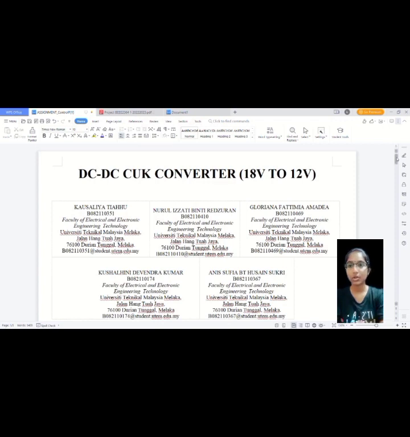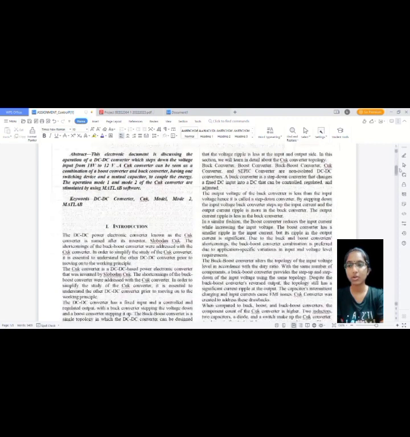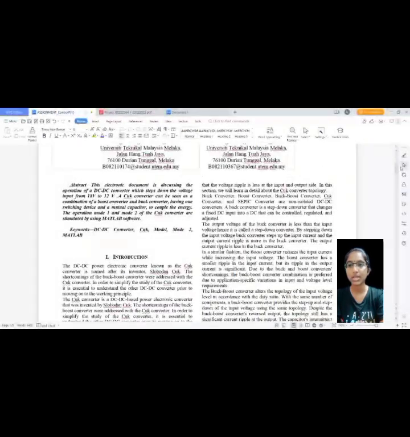This electronic document discusses the operation of a DC to DC converter which steps down the voltage input from 18 volt to 12 volt. A Cuk converter can be seen as a combination of a boost converter and a buck converter, having one switching device and a mutual capacitor to couple the energy. The operation mode 1 and operation mode 2 of the Cuk converter are simulated using MATLAB software. Keywords of this assignment are DC to DC converter, Cuk, mode 1, mode 2 and MATLAB.